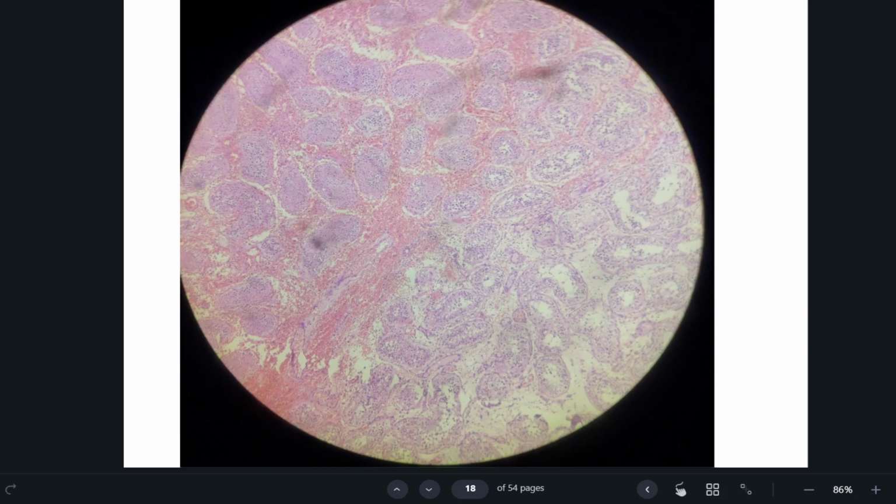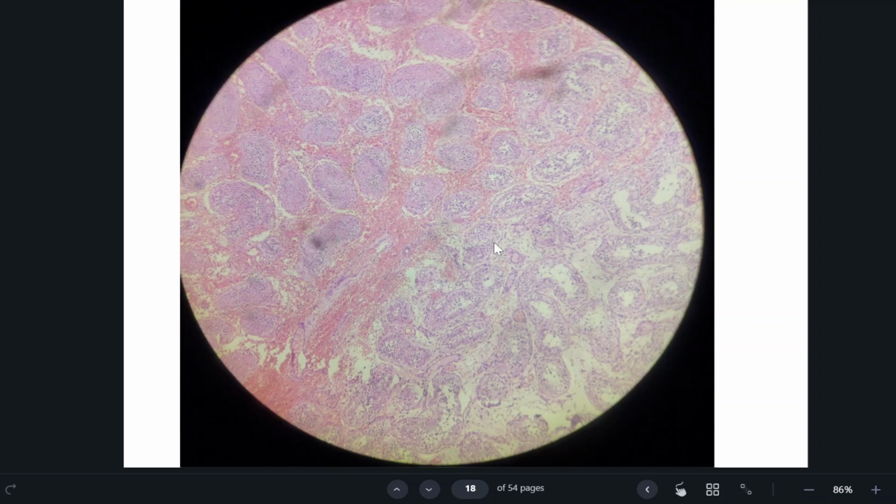Today we will discuss a case of testicular torsion. Testicular torsion occurs when there is twisting of the testis around the spermatic cord. So the vascular supply gets compromised, so there will be ischemia. Ischemia can lead to coagulative necrosis.